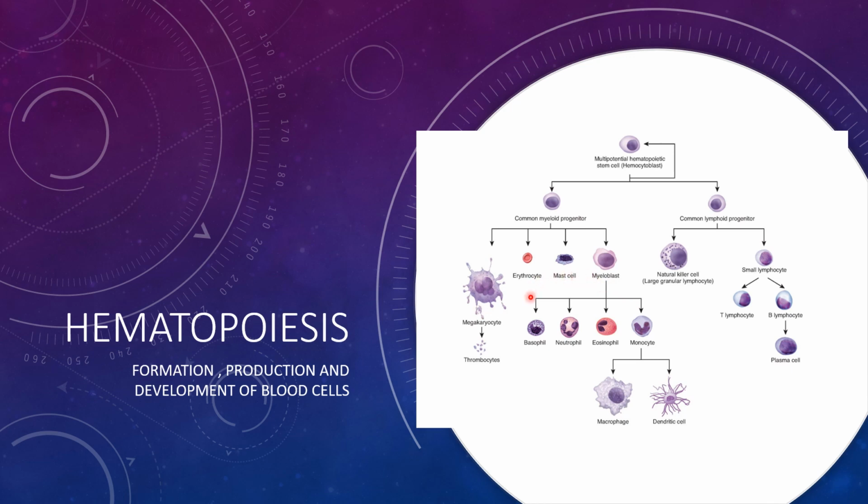The first one is your basophil, known for its dark blue or basophilic granules. Next is the neutrophil, known for its multi-segmented lobes. The next one is your eosinophil, known for its bright red granules. And the last one is the monocyte, known for its kidney-shaped nucleus. Your monocytes are the largest among the four.